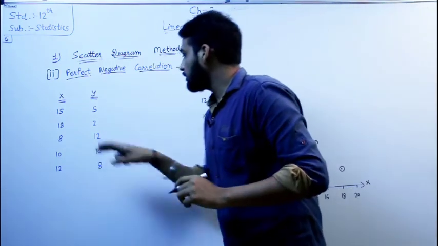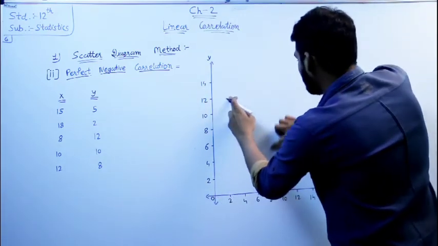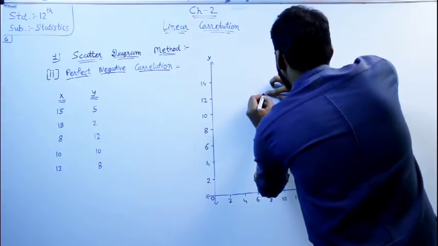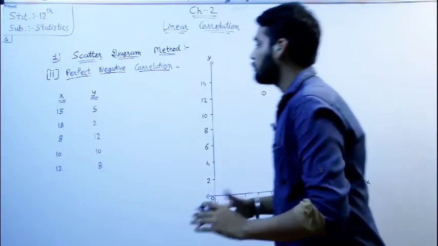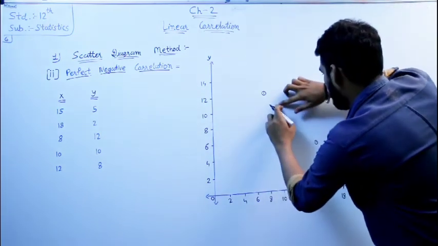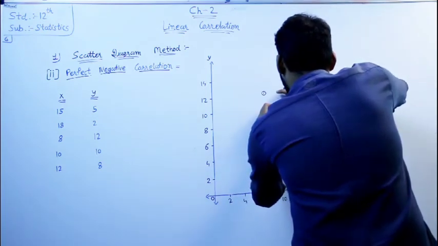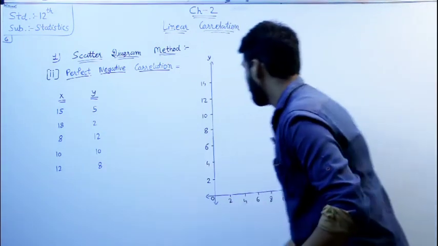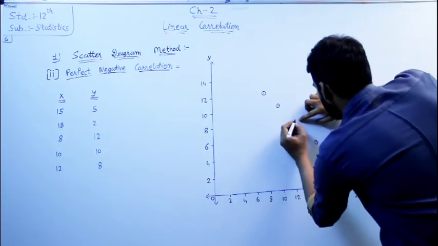The third one is 8 and 12. So on the x axis 8 and on the y axis 12, that means here. Then the fourth one is 10 and 10, both values are the same, 10, 10. Then the last one is 12 and 8. So on the x axis 12 and on the y axis 8, that means here.